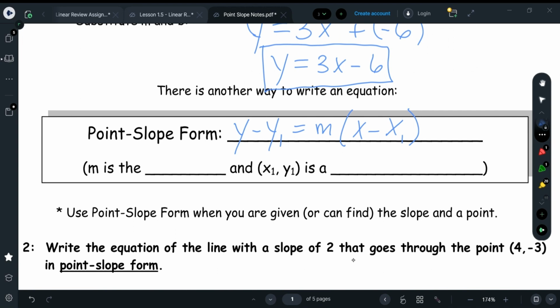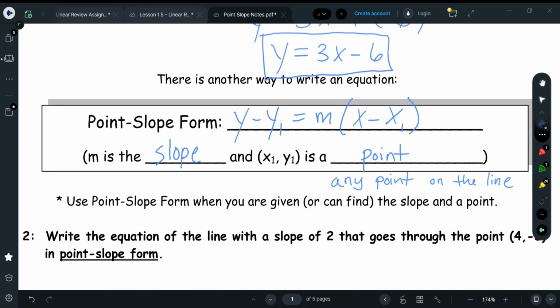Okay, where m is the slope, that hasn't changed. Here, x1, y1 is a point. So here we're writing an equation using a point and a slope, and that's why the name is point slope. Now, the point that we use can be any point on the line. So as long as we know any point on the line, we will be able to write an equation in point slope form.